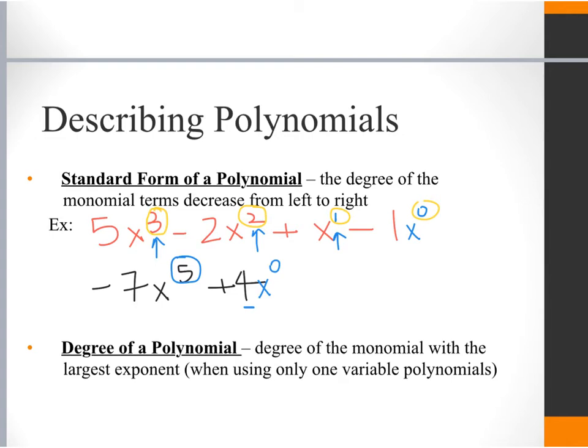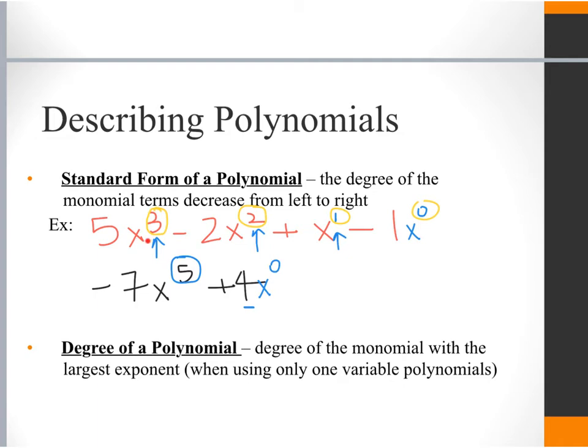Now, when we do the degree of a polynomial, and again, the degree of a polynomial is so important because when we go to graph, it's going to tell us what our graph is going to look like. Even before you graph it on paper, you should have an idea. It will also tell us things like if our graph is increasing or decreasing or what the end behavior is doing, stuff that we're going to talk about later on. So the degree of a polynomial says that we're going to find the degree of the monomial with the largest exponent. And this is when we are using only one variable polynomials.